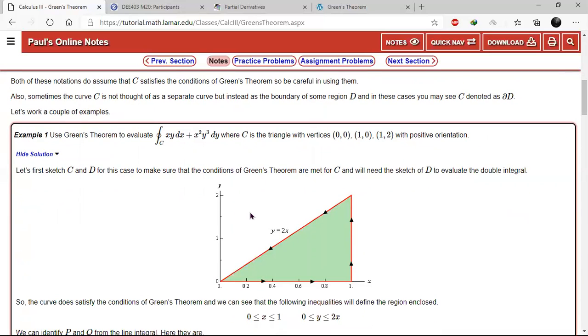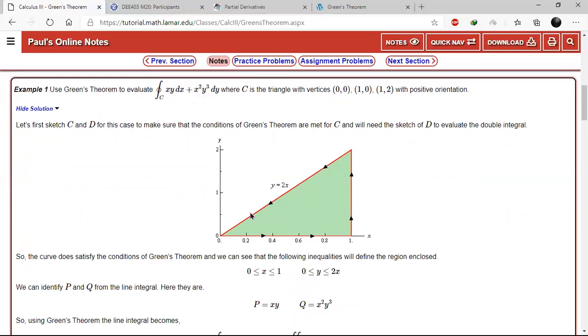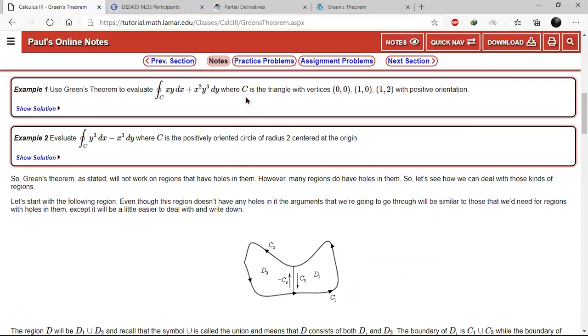So you're told, example one: use Green's theorem to evaluate the closed curve integral of xy dx plus x squared y cubed dy, and you're told the closed curve C is a triangle and it has those vertices. So this is the solution. We are told C is the closed curve, and it is a triangle with the vertices (0, 0), (1, 0), and (1, 2).